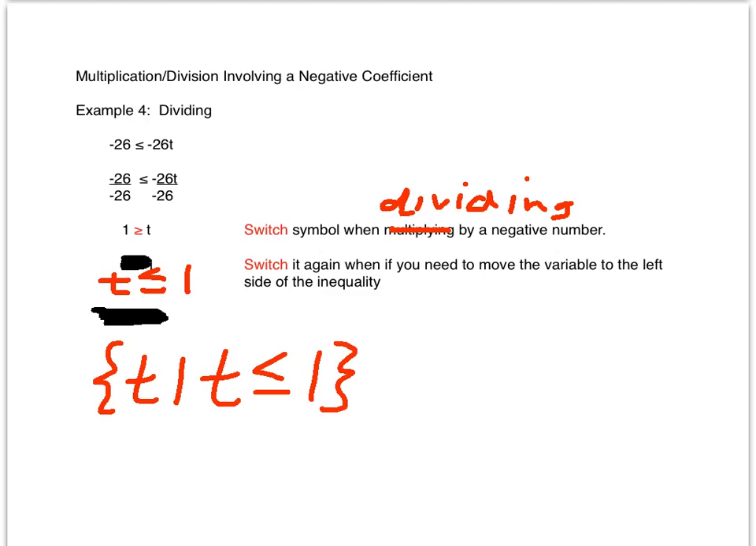But then we need to switch it again because we need to move our variable to the left. So the final answer would be t is less than or equal to 1. In set builder notation, that would be written t such that t is less than or equal to 1.